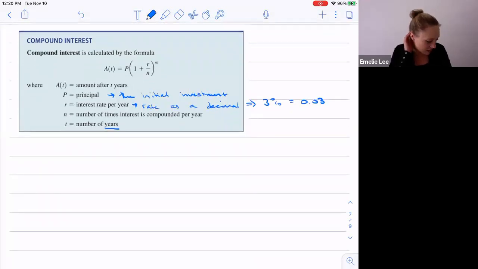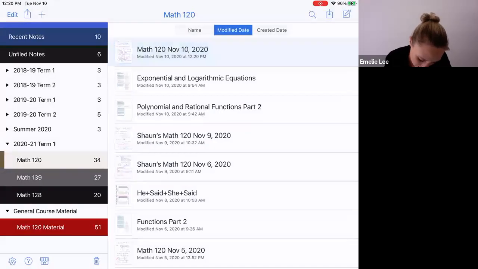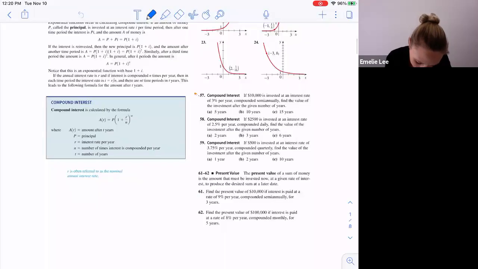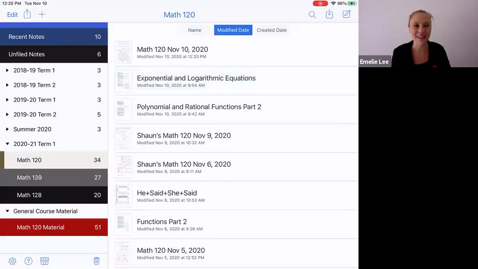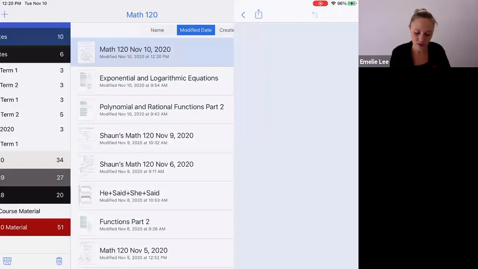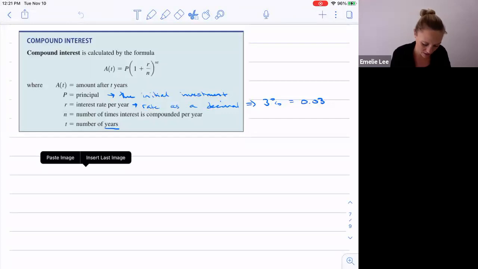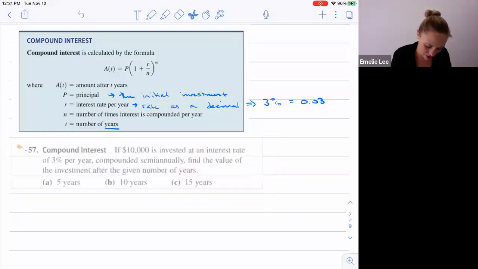So let's do an example here. Hopefully it doesn't kick me out again. Let's just do this first one, and then I think you'll have the idea for the rest of those. Like I said, I already posted the solutions to all these on Moodle, so you can work through these and check your work.